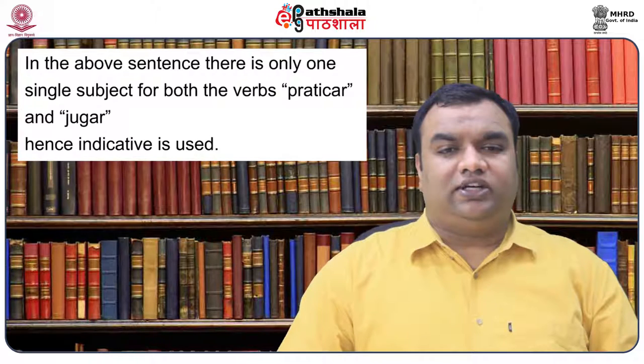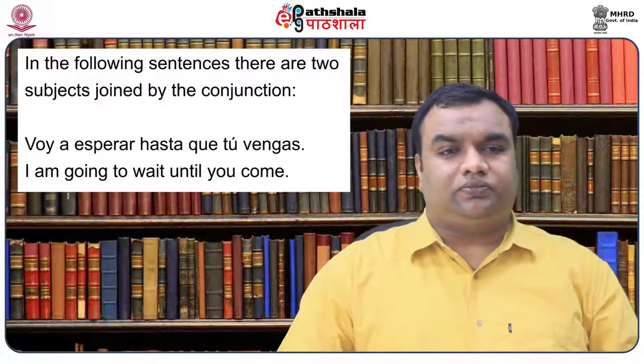In the above sentence, there is only one single subject for both the verbs practicar and jugar. Hence, you cannot use the subjunctive in the dependent clause in this particular case. Therefore, one has to use the indicative in this case. In the following sentences, there are two subjects joined by the conjunction.